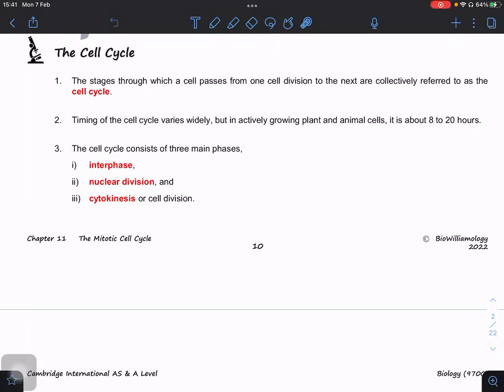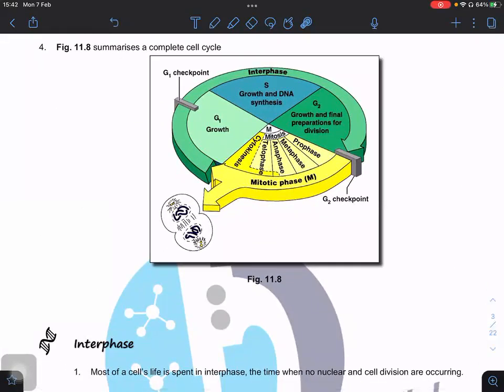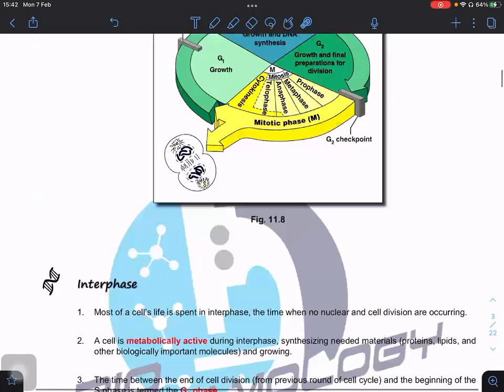The cell cycle consists of three main phases: interphase, nuclear division, which we know as mitosis, and cytokinesis. Today our focus will be on interphase. If you look at this, interphase is the longest one, the green color. We have G1, S and G2, which takes about 18 hours, followed by mitosis and cytokinesis. Can you see that? So what is the interphase?